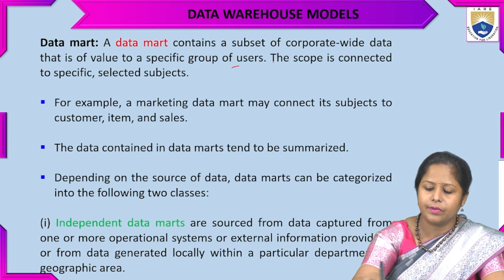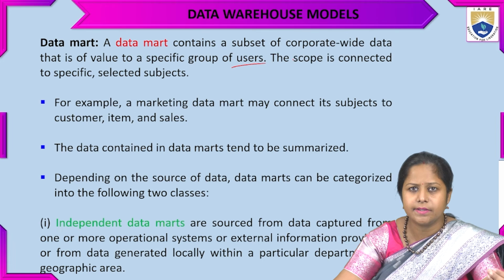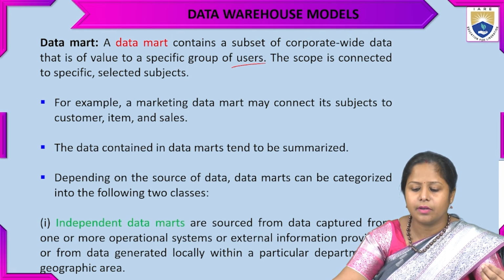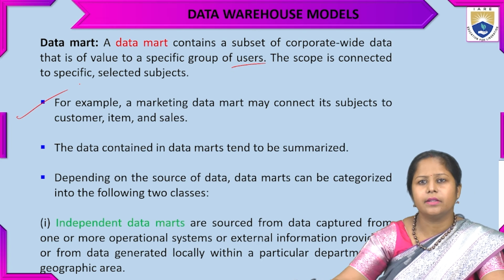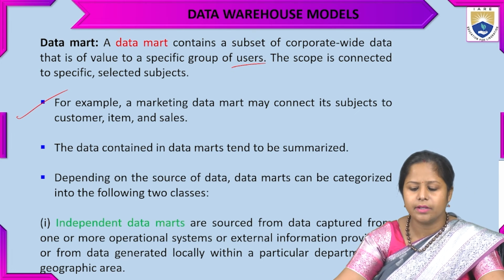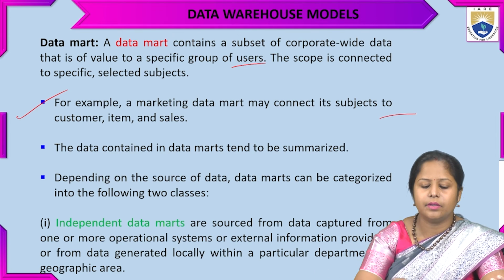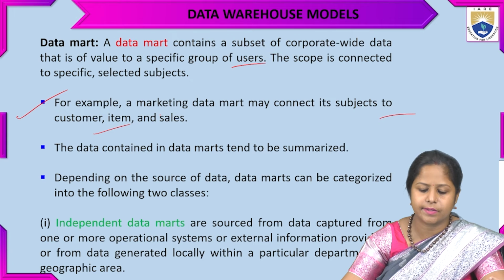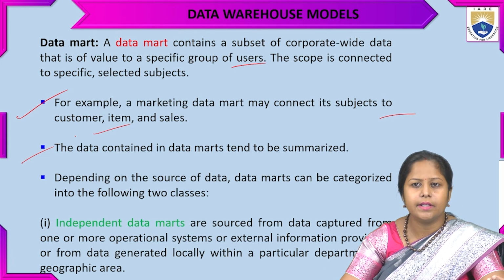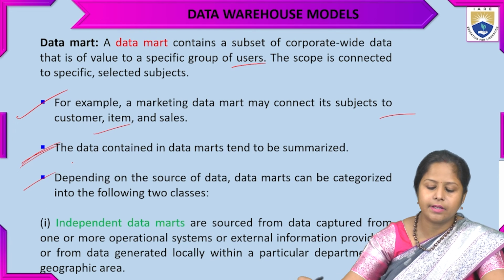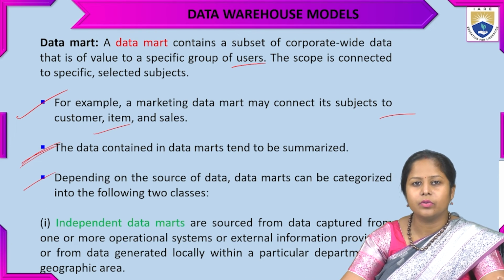So the scope is concerned with a specific and selective subject. It is nothing but a small part of the corporate-wide data. For example, if we have a marketing data mart, the data can connect its subject to the customer, related to items and related to sales. The data contained in data marts tends to be summarized. That will be the summarized data, right? The data will depend on the source of the data. So obviously the data will be very particular, based on the business model.